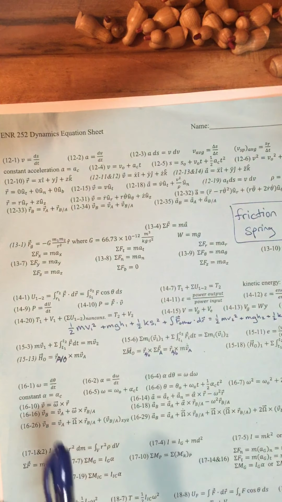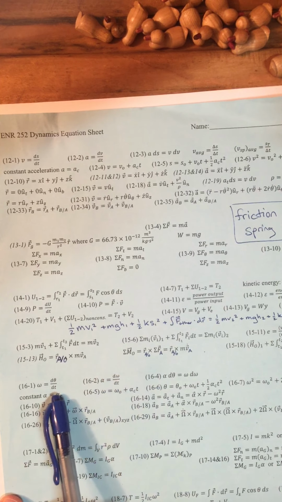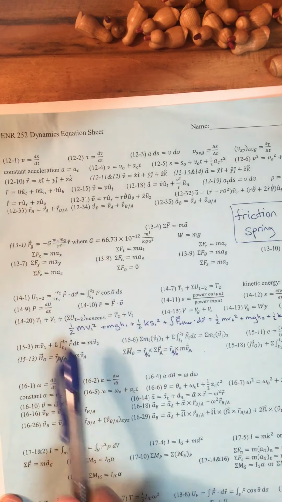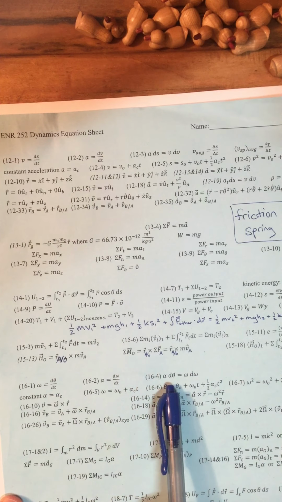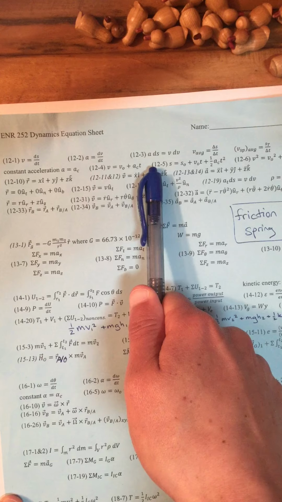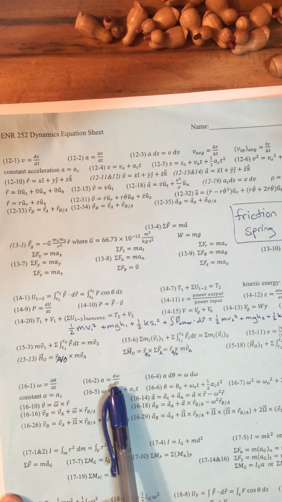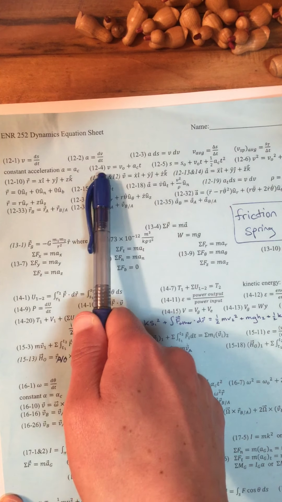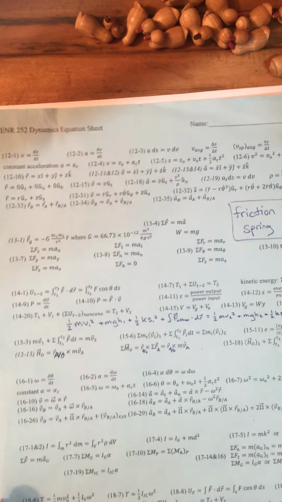We have equations 16.1, 16.2, and 16.4. Notice the similarity between 16.1 and 12.1, between 16.2 and 12.2, and between 16.4 and 12.3. So this equation and this equation have time in, just like 12.1 and 12.2. This equation does not have time in.